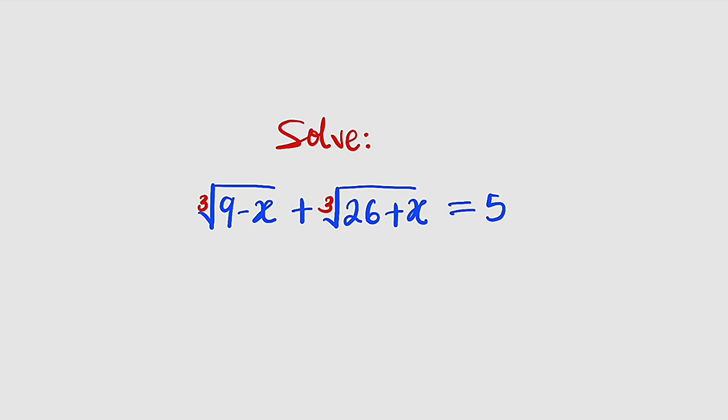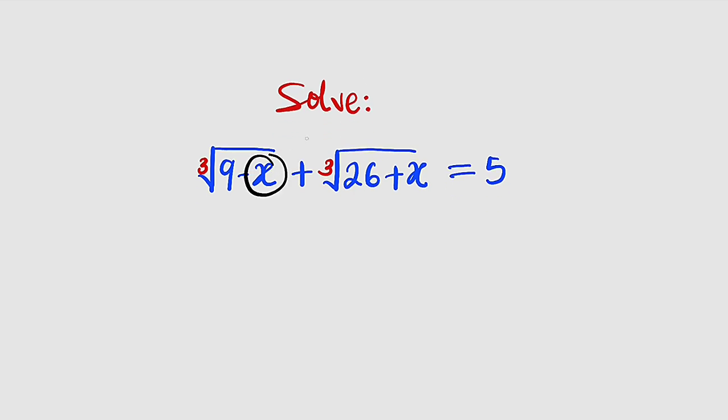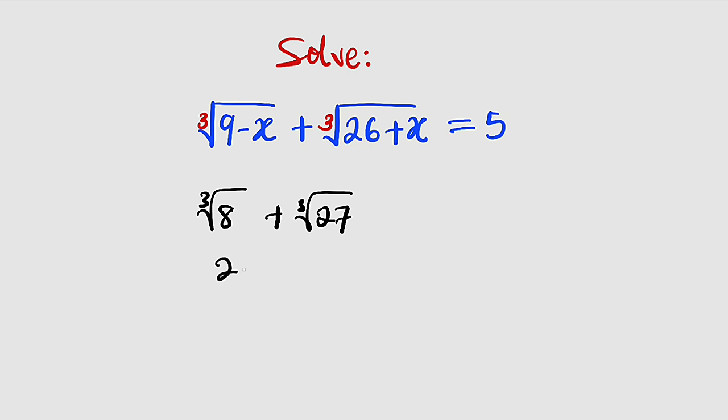But by inspection, you can clearly see that x equal to 1 will satisfy the equation, because if x is equal to 1, we have 9 minus 1, which is 8, so we have cube root of 8 here, plus 26 plus 1 is 27, so we have cube root of 27. And you know that cube root of 8 is 2, and cube root of 27 is 3, and 2 plus 3 is equal to 5, which is the right hand side. Therefore, x equal to 1 is a valid solution.